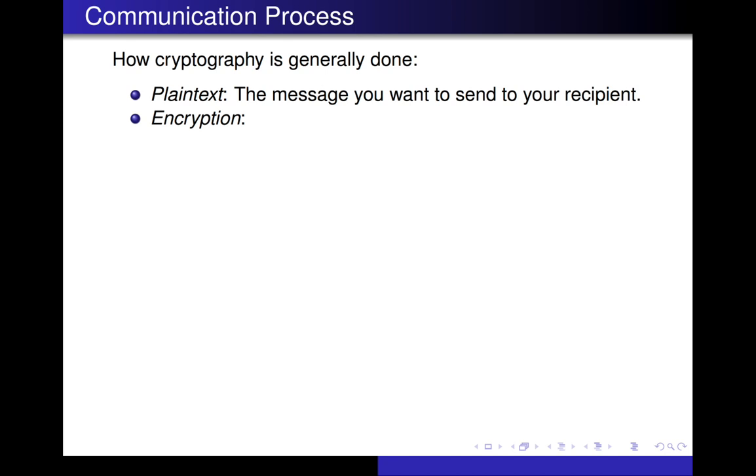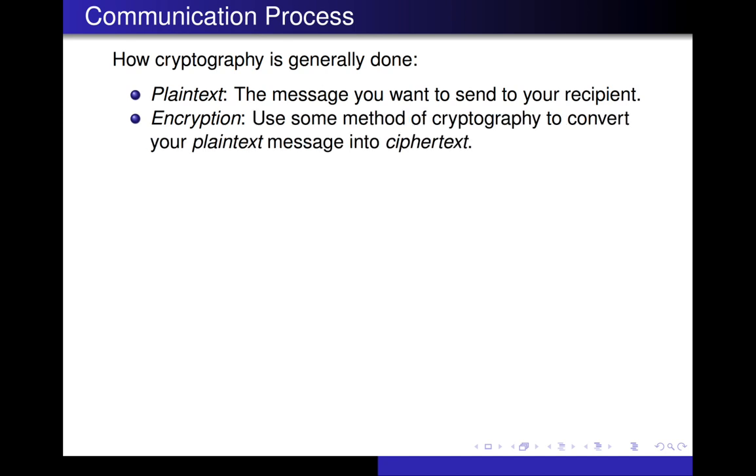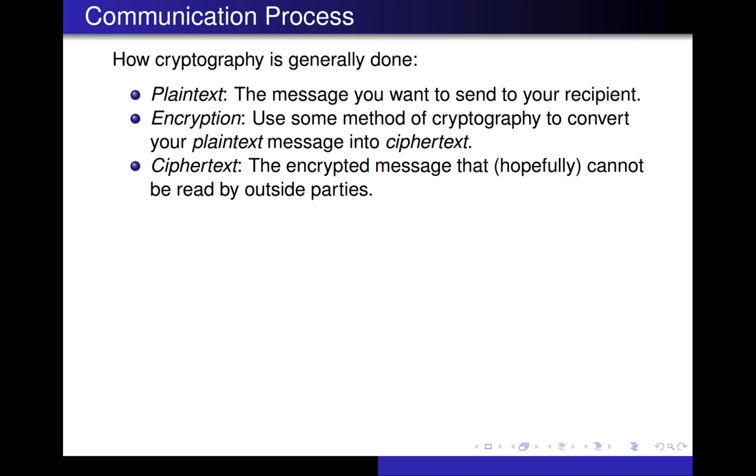Encryption is the next part of the process, and that's where we take our plain text, use some kind of method of cryptography to convert that into something called ciphertext. And what ciphertext is, that's just the encrypted message that hopefully cannot be read by anybody but you and the person that you're sending it to.